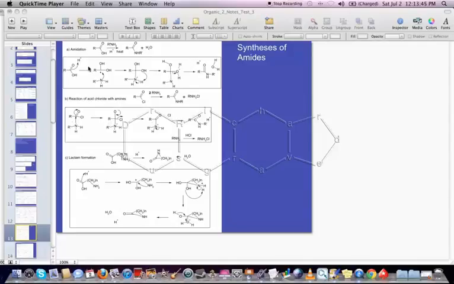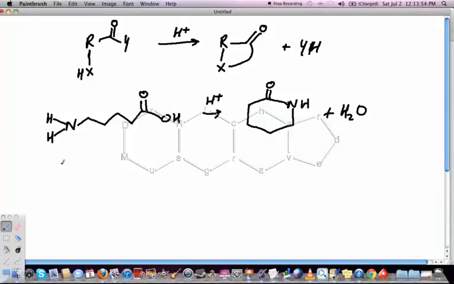In a reaction related to amidation, we've got lactam formation, which is similar to lactone formation. Now let's take a look at the pattern for that. As it was with lactone formation, the X group is actually going to be part of the same molecule that contains a C double bond O attached to the Y group that ends up leaving.